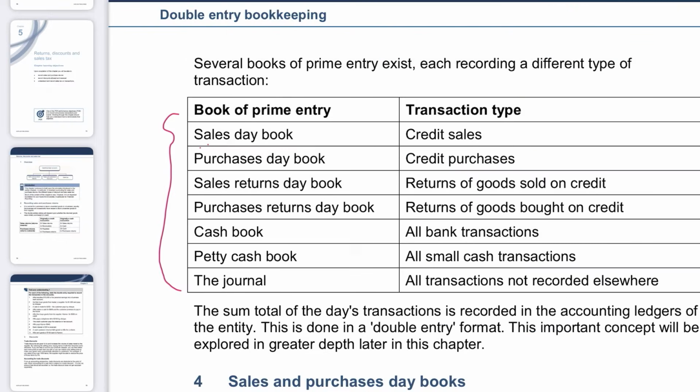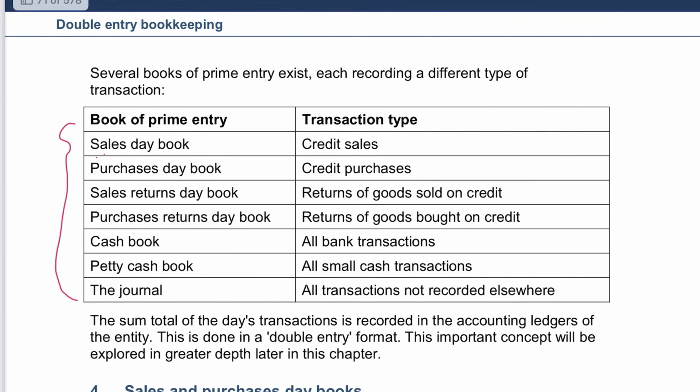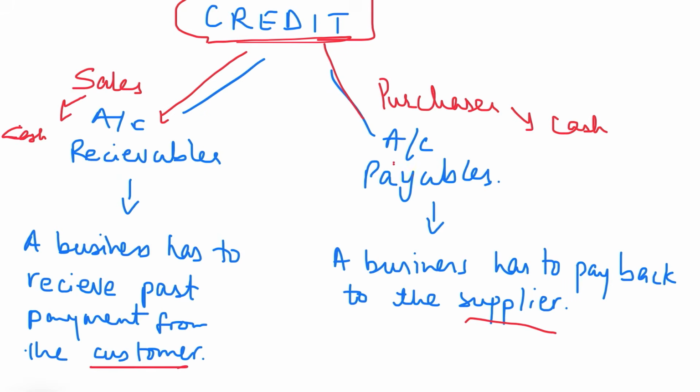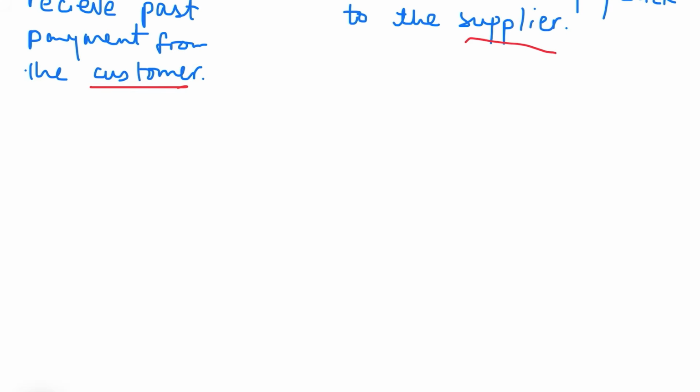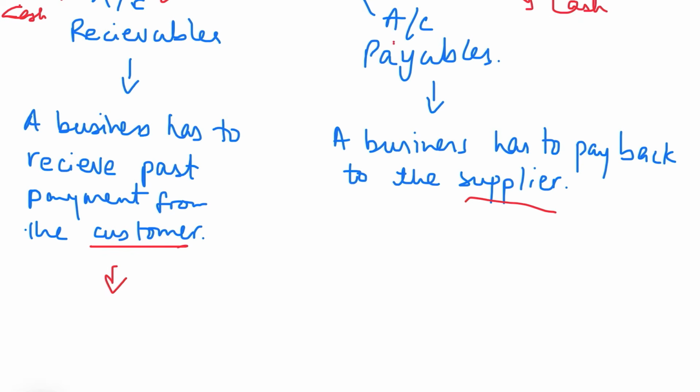Now let's come back to the topic. Yes, sales day book, right? Sales day book is the book in which we record all the credit sales, right? And all the credit purchases are going to be recorded in the purchases day book. Now let's understand the sales returns day book. Let's come back to the credit topic to understand the sales returns day book and the purchase returns day book.